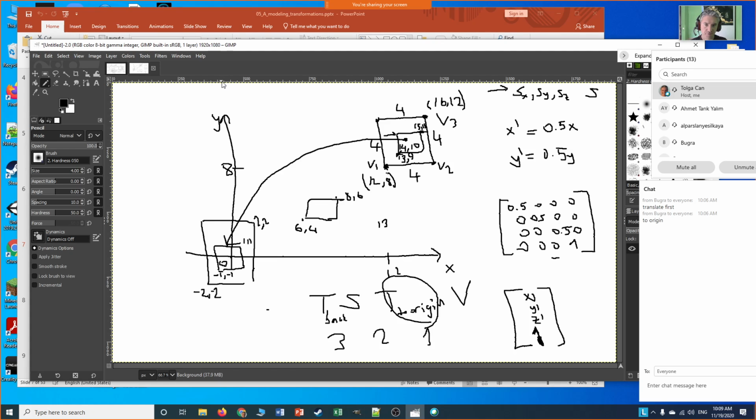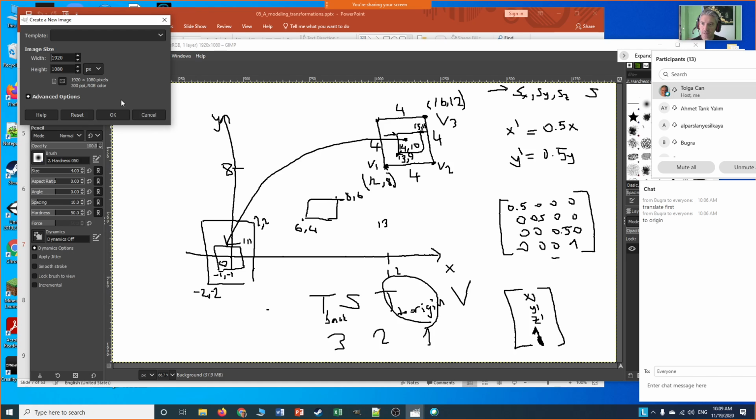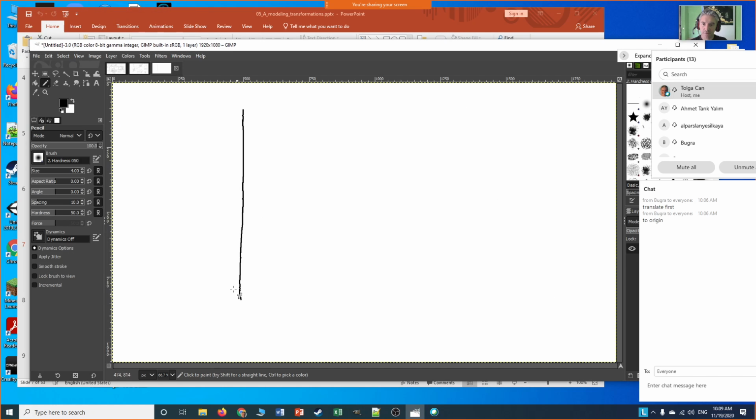There's another transformation, which is reflection. We may want to reflect things around certain axes. For example, if this is some object and you want to reflect it with respect to the x-axis, imagine there was a mirror at the x-axis.